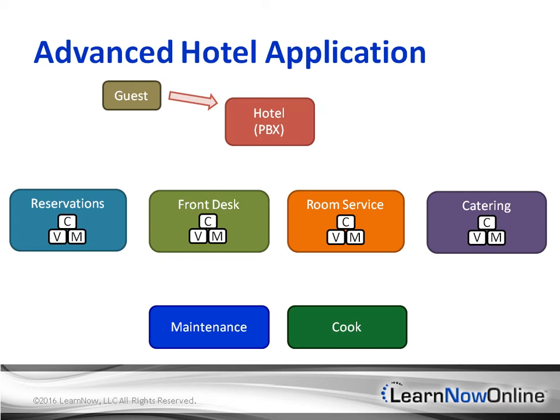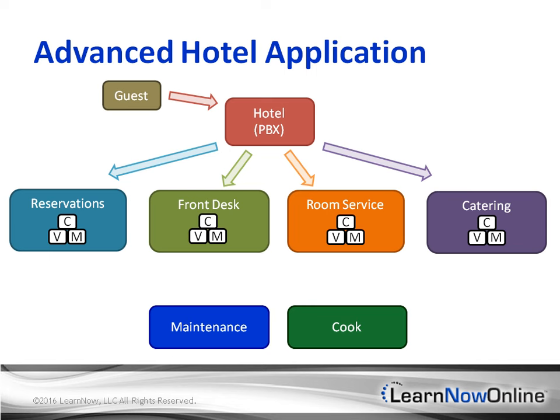Let's take a look at an example of a more advanced hotel application that could have many MVCs. A guest may call the hotel. The hotel then needs to direct them to the appropriate department based on their request. That could be reservations, it could be the front desk, it could be room service or catering. Each of those departments has their own process of handling the guest request and fulfilling that.